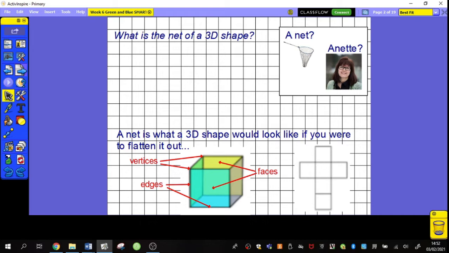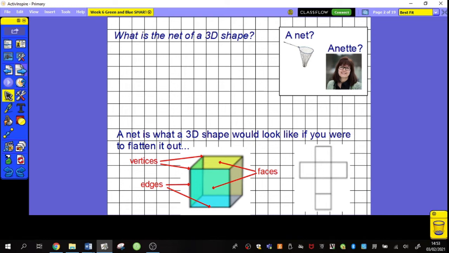I'm going to spend 30 seconds just reminding you of all of the properties of 3D shapes. But you can see here how I've got my cube, and if I were to unfold and pull apart all of those faces, then it would look like what it is on the right hand side, that cross.